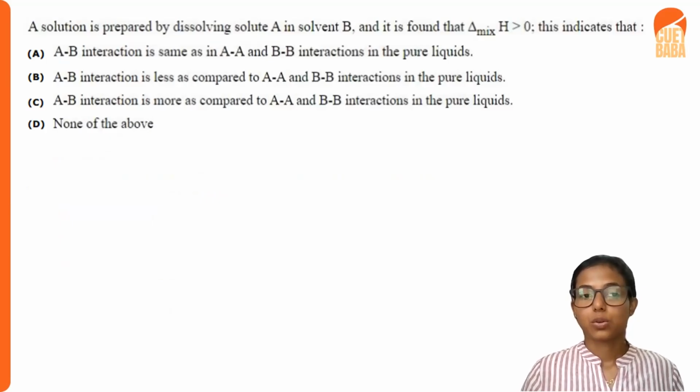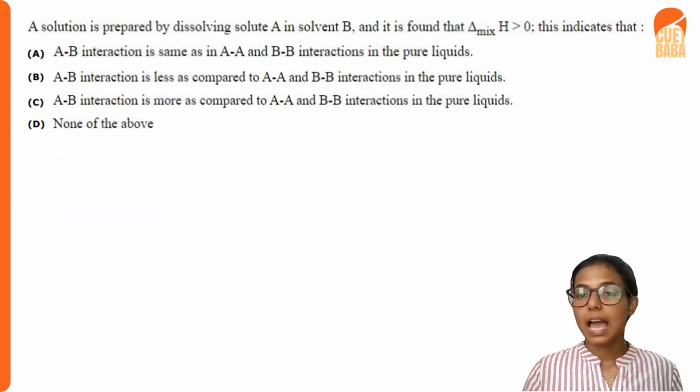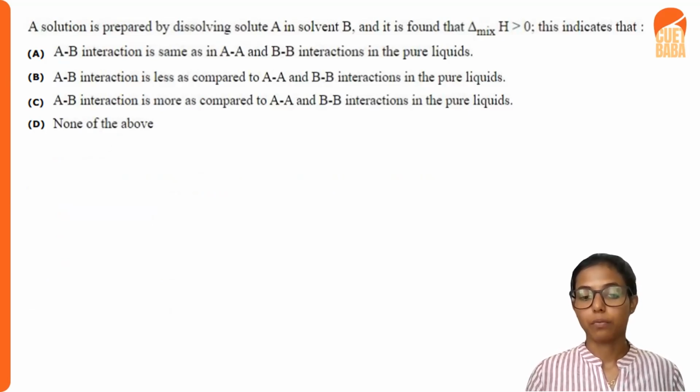Next question. A solution is prepared by dissolving solute A in solvent B, and it is mixed, and it is found that delta H mix is greater than 0. It indicates that: option A, AB interaction is the same as AA and BB interactions in the pure liquids; option B, AB interaction is less compared to AA and BB interactions in pure liquids; option C, AB interaction is more compared to that of AA and BB interactions in the pure liquids; and option D, none of the above.